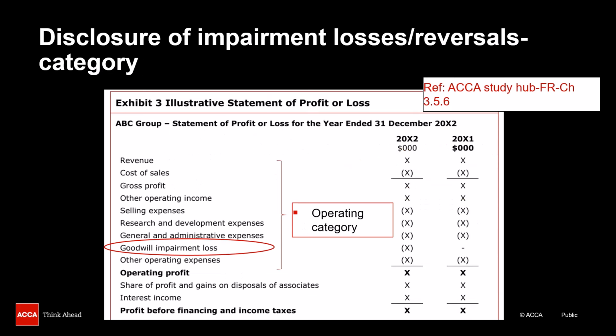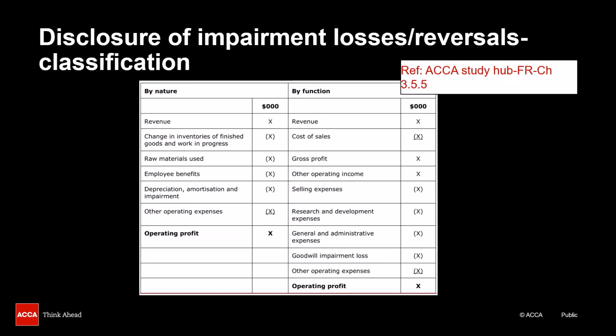For the FR syllabus, practically, IAS 36 impairments relating to PPE and impairments to goodwill which arise from a business combination will be presented in the operating category. However, some IAS 36 impairments can be categorized in the investing category. An example of this would be impairments to investment properties. In the operating category, impairments of an entity should be presented either by nature or by function in a way that provides the most useful structured summary of those expenses. These are typical examples of how impairments could be disclosed according to nature or function.